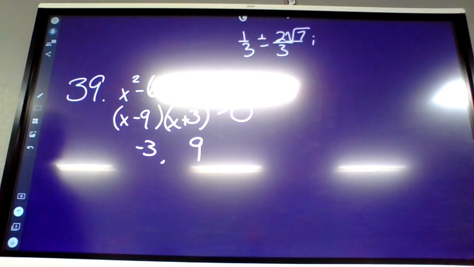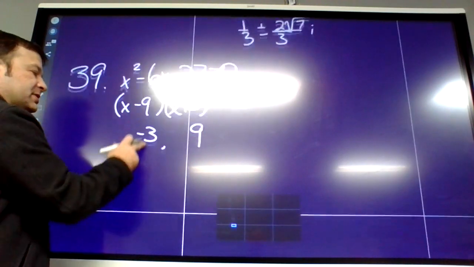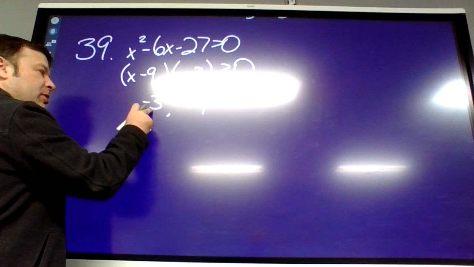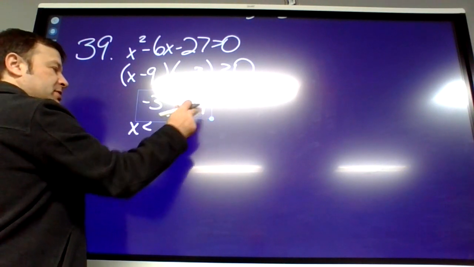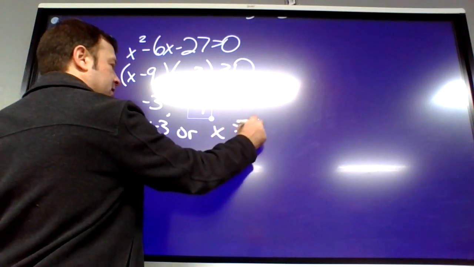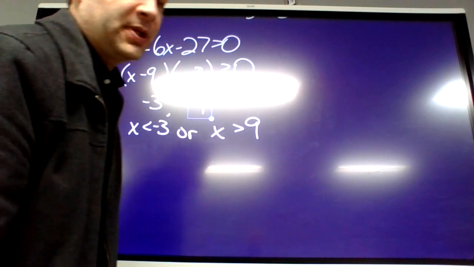Okay, if it's a greater than though, your answers are going to be smaller than the small one or bigger than the big one. So x is less than negative 3 or x is greater than 9. So it's a little bit different than the equations. You can't just put negative 3 and 9. If it's a greater than problem, it's going to be outside the two answers. And if it's a less than problem, it'll be inside the two answers.